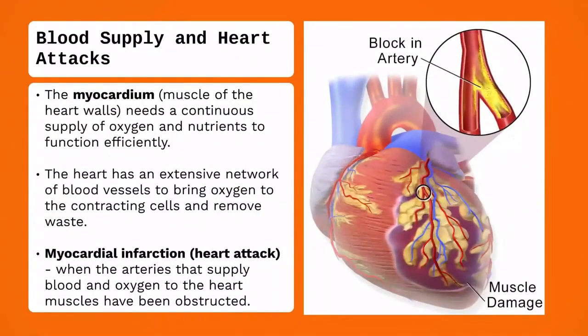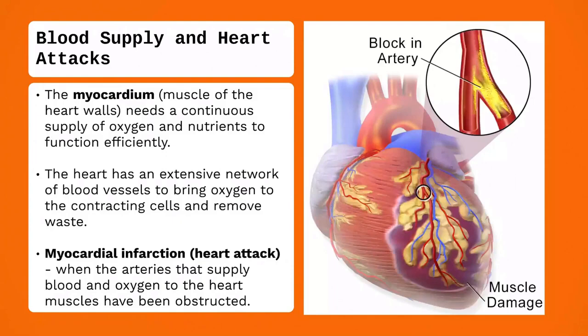So our myocardium is the muscle of our heart walls. These need a continuous supply of oxygen and nutrients to function efficiently. The heart has an extensive network of blood vessels that brings oxygen to the contracting cells and removes waste. This is what keeps our myocardium oxygenated.